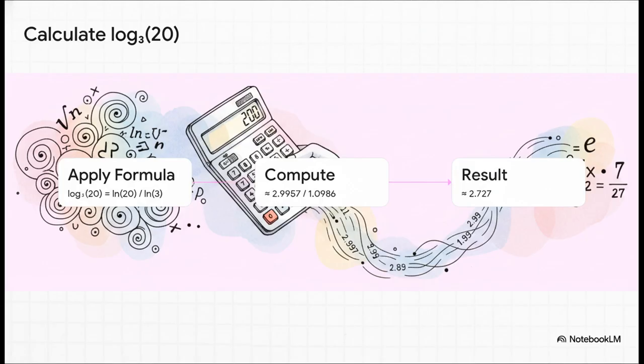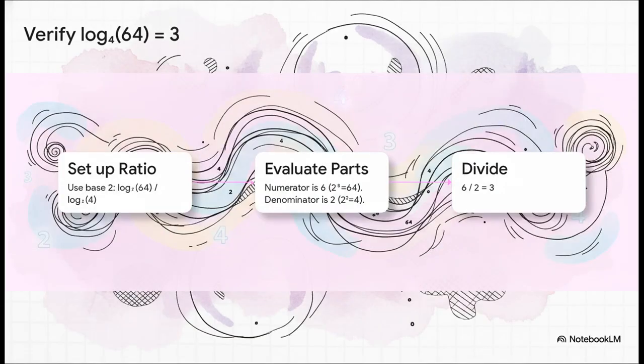So you grab your calculator, you punch in ln of 20, and you get about 2.99. Then you punch in ln of 3, and you get about 1.09. You divide those two numbers, and boom, there's your answer, about 2.727. You just solved a base 3 problem using a base e button. How cool is that? Let's do another one, just to prove it's not a fluke.